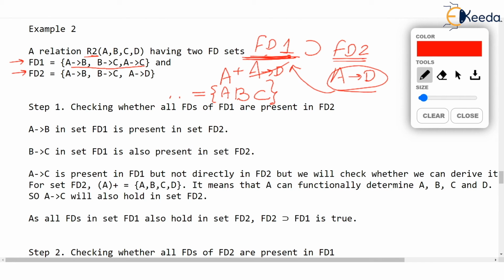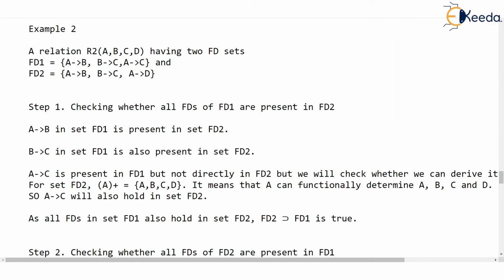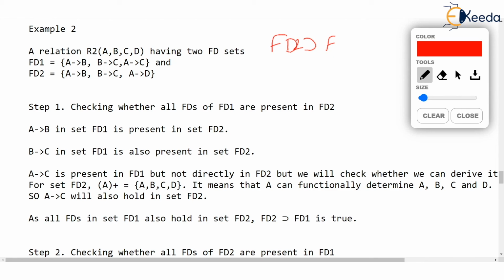What that means is, although FD2 covers FD1, but FD1 does not cover FD2, so hence FD1 is not equivalent to FD2.